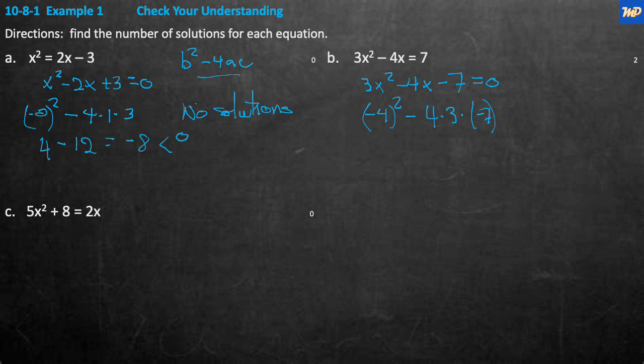And what does that equal? It's going to equal 16. Minus times a minus is a plus, plus 12 times 7 is 84. And 84 and 16 is 100. 100 is greater than 0, so we have two solutions.